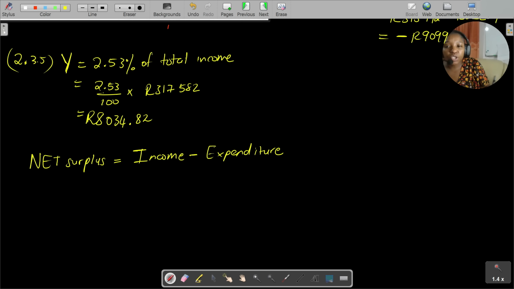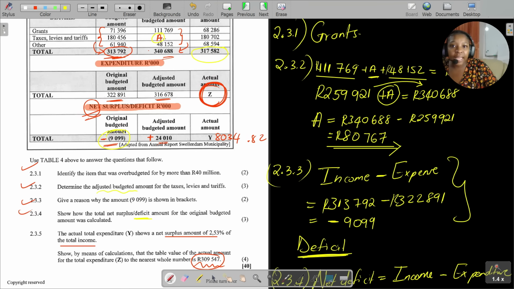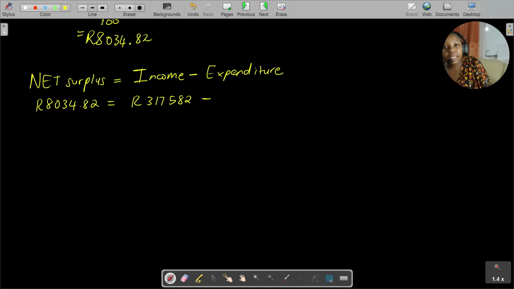Then we're just going to substitute all our values. The net surplus is 8034,82, equal to, what is the income in this case? Our income was given as 317,582 minus, we are trying to determine the expenditure, né? That's Z. So I'm going to minus Z. Then now we're just trying to solve for Z. Okay, how do we solve for Z?